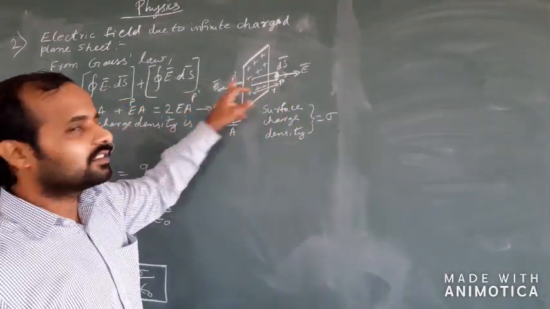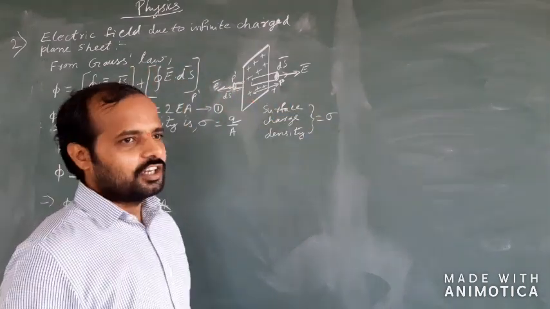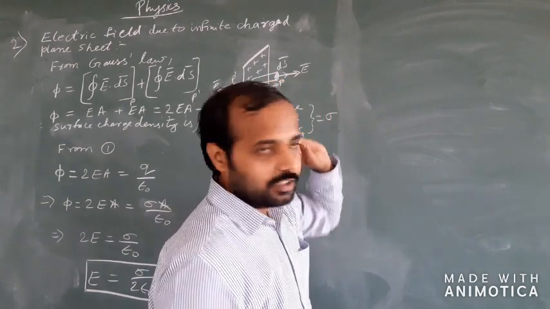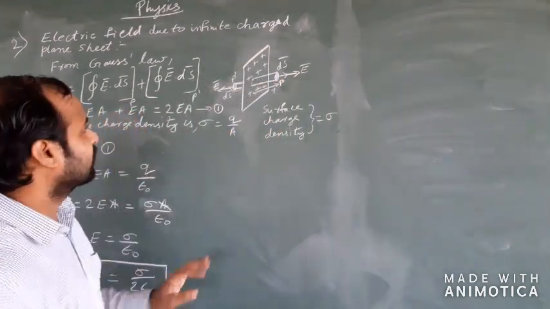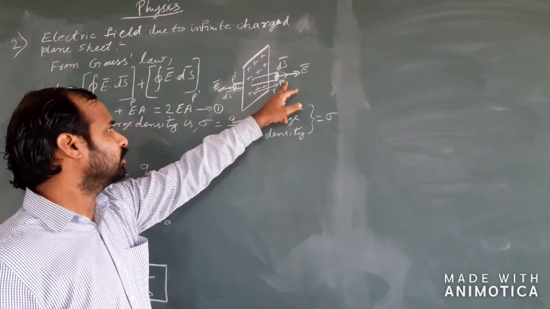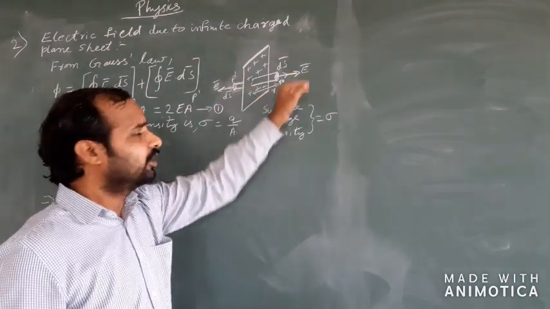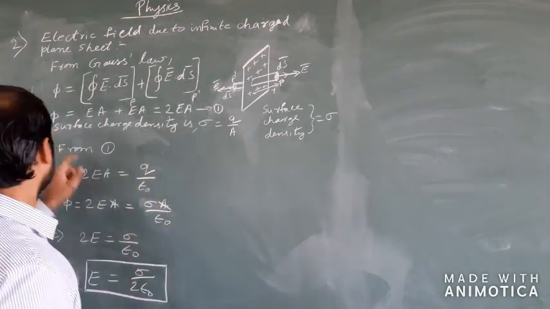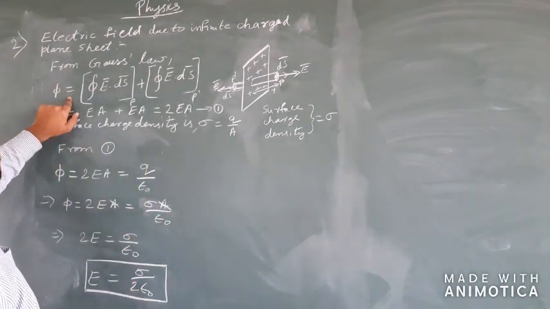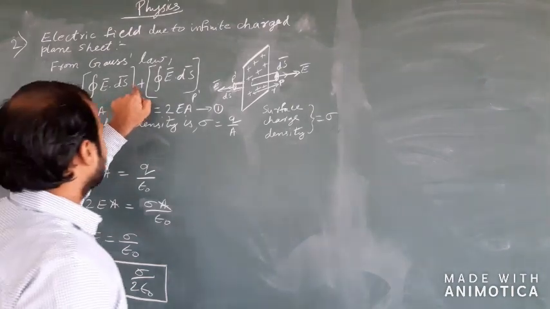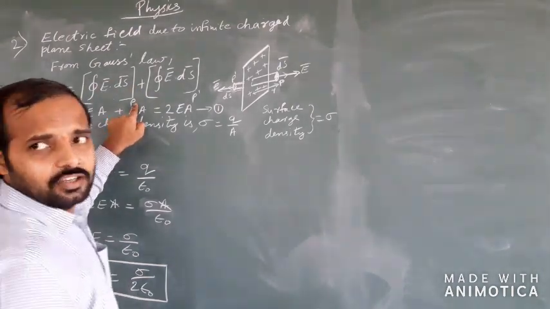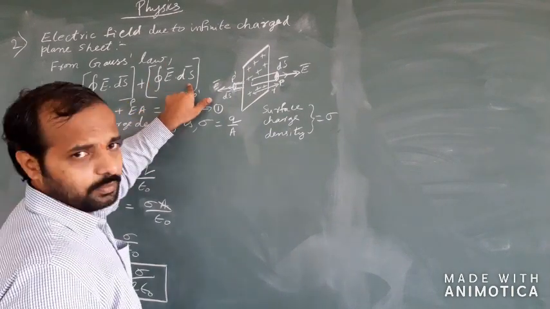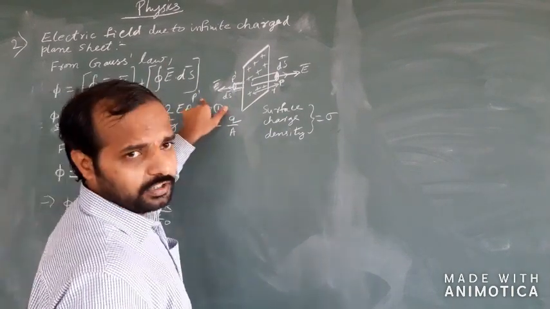And hence we have to consider 2 points P and P dash at which we have to find the electric field. So the net flux through these points P and P dash due to this infinitely large plane sheet which is charged will be given by phi is equal to closed integral of E bar dot ds bar at point P plus closed integral of E bar dot ds bar at point P dash.